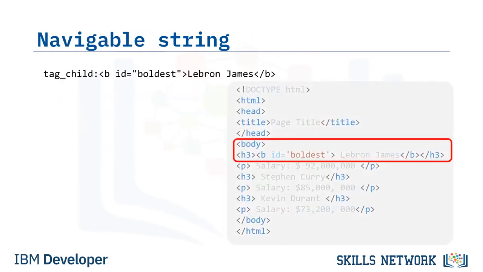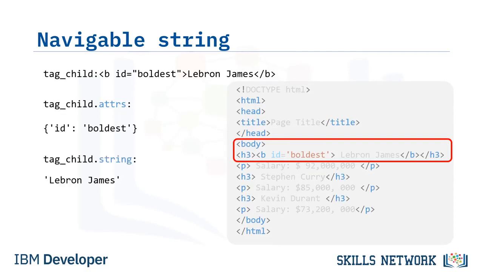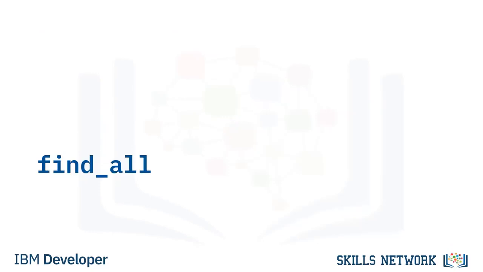Consider the tag_child object. You can access the attribute name and value as a key value pair in a dictionary as follows. You can return the content as a navigable string. This is like a Python string that supports Beautiful Soup functionality. Now, let us review the method find_all. This is a filter. You can use filters to filter based on a tag's name, its attributes, the text of a string, or on some combination of these.